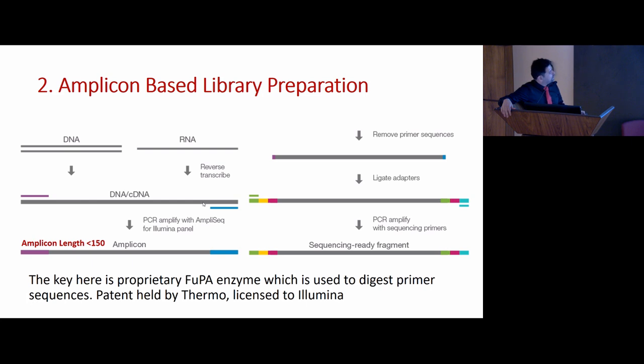you can remove the primer sequences using something called a FUPA reagent. That FUPA reagent basically allows you to digest these primer sequences, and then you can attach adapters. You can do this yourself, but you're stepping on their patent. You need to be taking care of that. So once you ligate their adapters, you can amplify with sequencing primers, and you have a sequencing ready fragment. Like I said, FUPA enzyme is proprietary, which is used to digest sequences, and they have a patent for it.